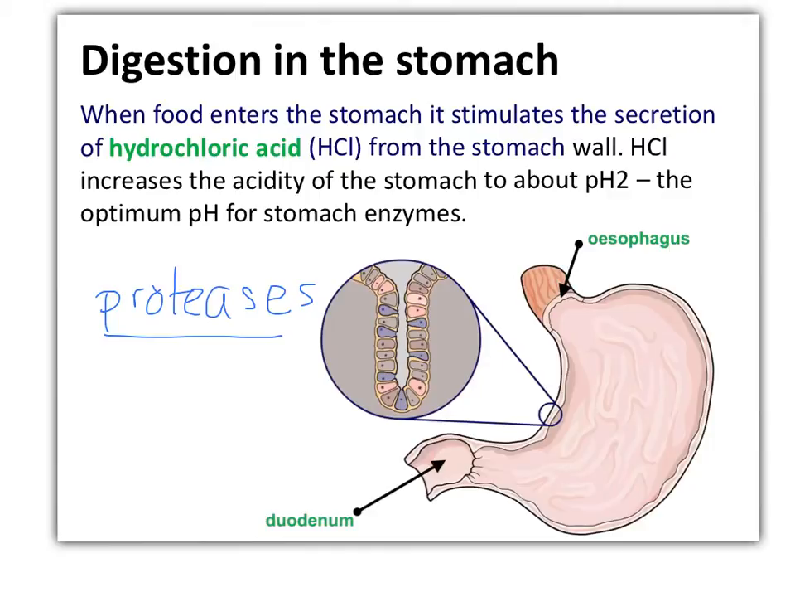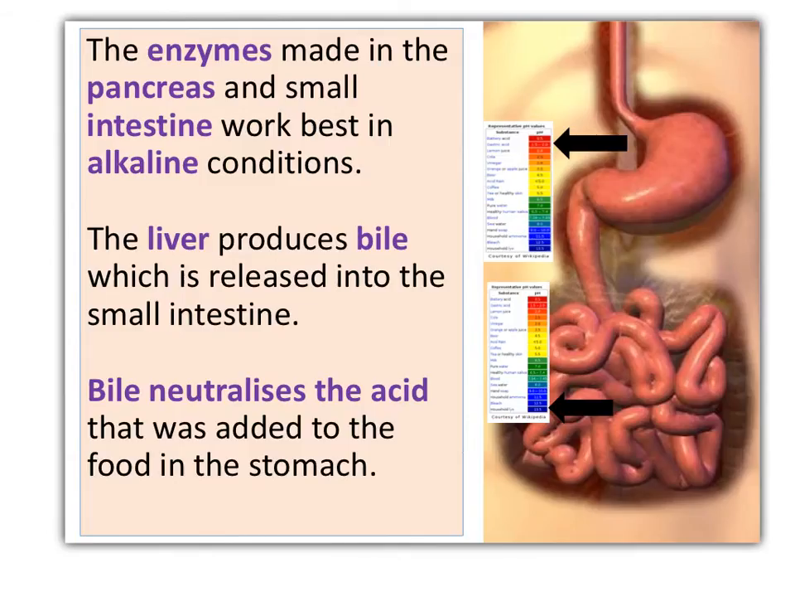Because proteases work at a low pH, so they work at about pH 2, the stomach secretes hydrochloric acid, which creates the perfect pH environment for the stomach enzymes to work and break down protein into amino acid. Now, the enzymes in the pancreas and the intestine work best in alkaline conditions.